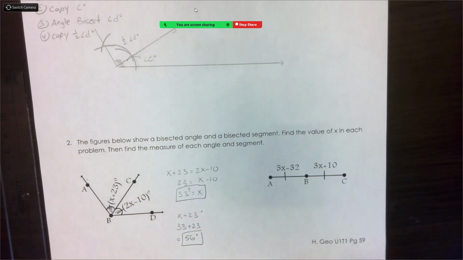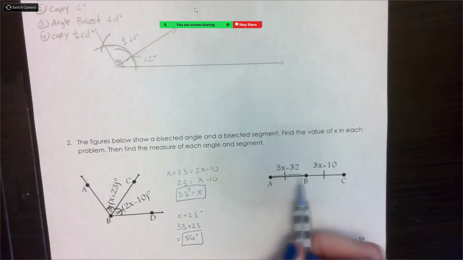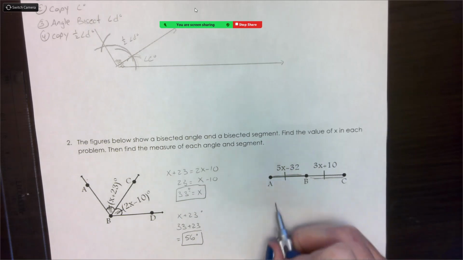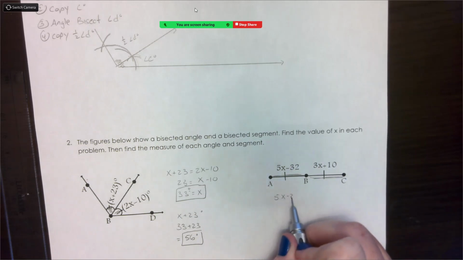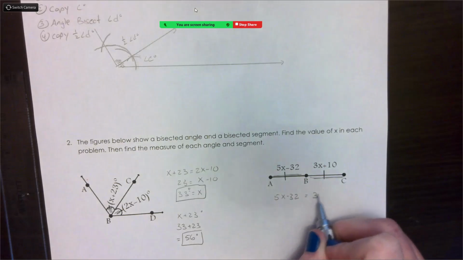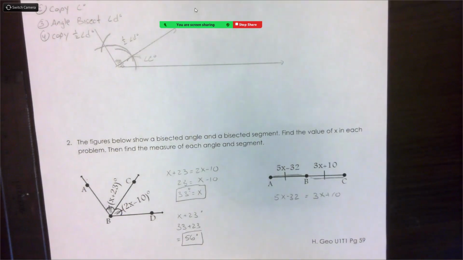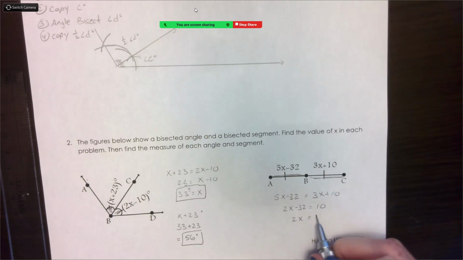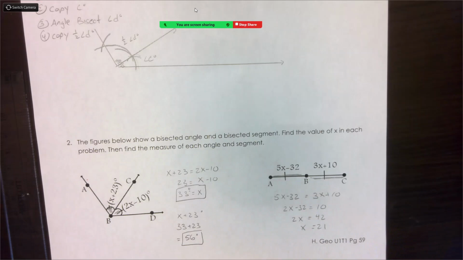Now the exact same thing happens on the other side. We're being told this line segment AB is congruent to line segment BC. So we can set 5x minus 32 equal to 3x plus 10. I'm going to subtract the 3x over, so 2x, add 32, and divide by 2. So x is 21.